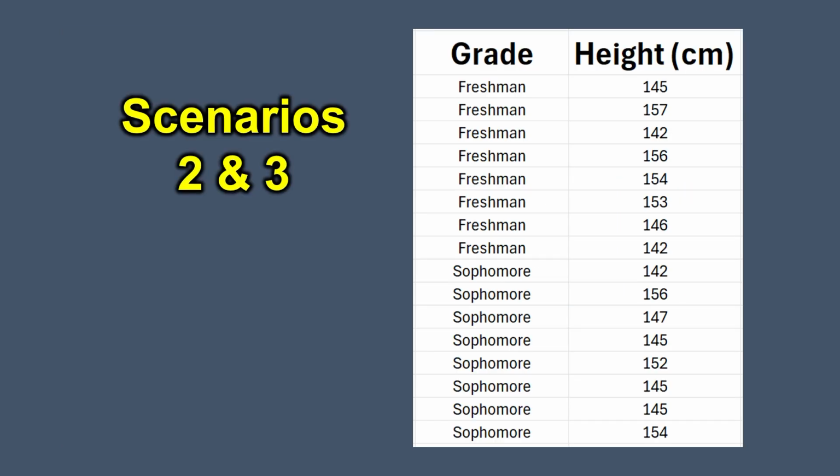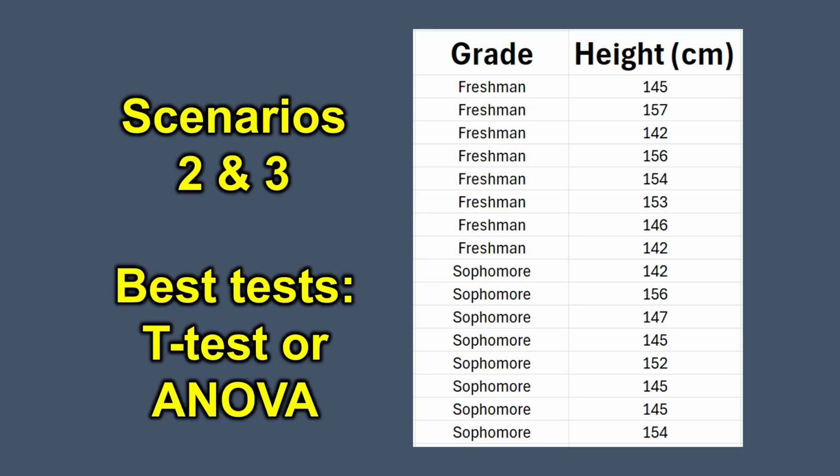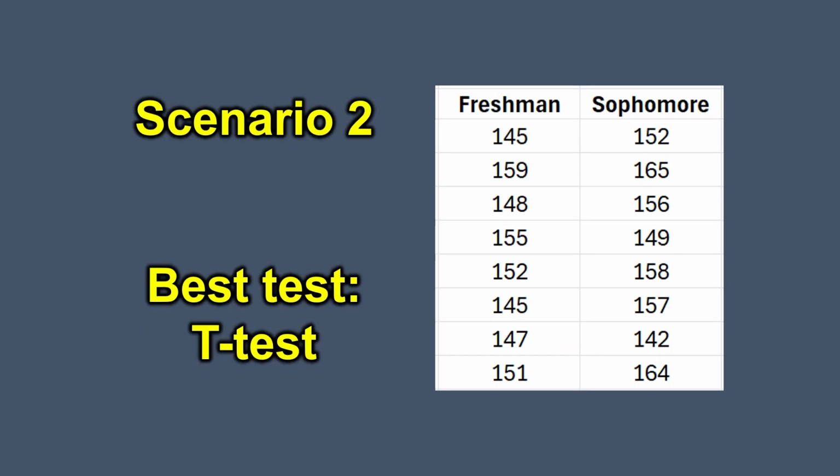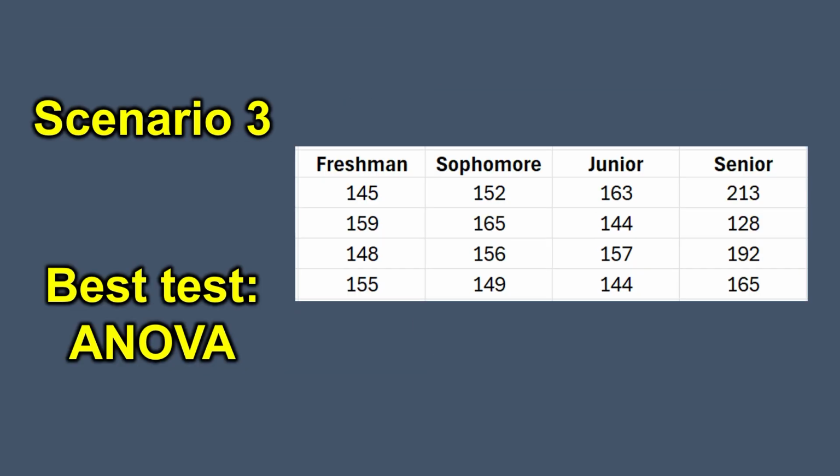If you start with 2 columns of data and one is words and the other is numbers, you're either going to be doing a t-test or ANOVA depending on how many different words there are. If you want, you can also reformat the data so each word has its own column. Then underneath, put all the numbers that appeared next to that word. If you end up with only 2 columns, you'll be doing a t-test. If there's 3 or more, do an ANOVA.